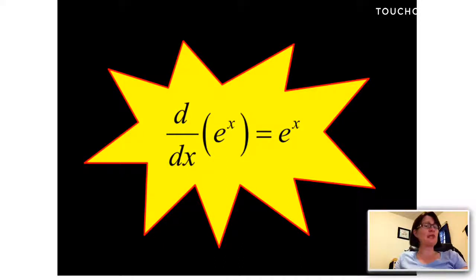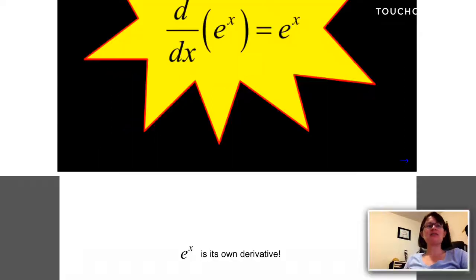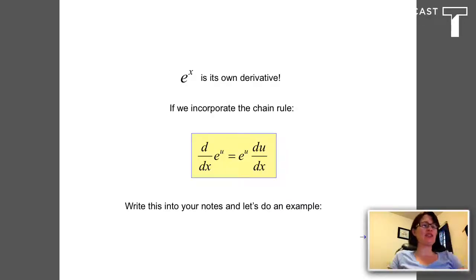Here we go, scholars, with the last 4 derivative formulas that you're going to need for calculus AB. If you take the derivative of the function e to the x with respect to x, the derivative is e to the x. So there you go. E to the x is the only function that is its own derivative.